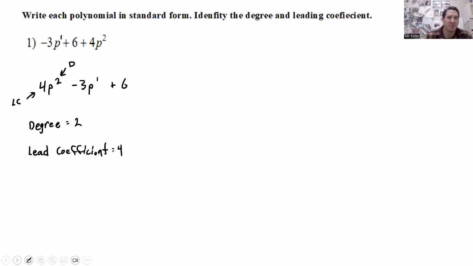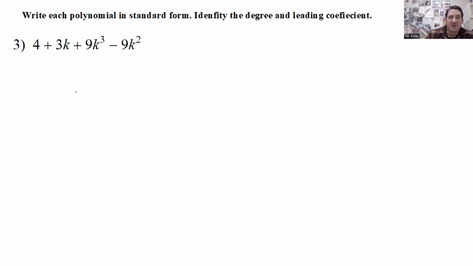Let's look at another example. Find the largest exponent. So that's going to be a 3. So that whole term, 9k to the third goes first. And then the squared, we need to make sure that minus stays with the 9k squared. So it's 9k cubed minus 9k squared, and then plus 3k, and then no variable at the end. So it goes 3, 2, 1, the invisible one there, no variable.